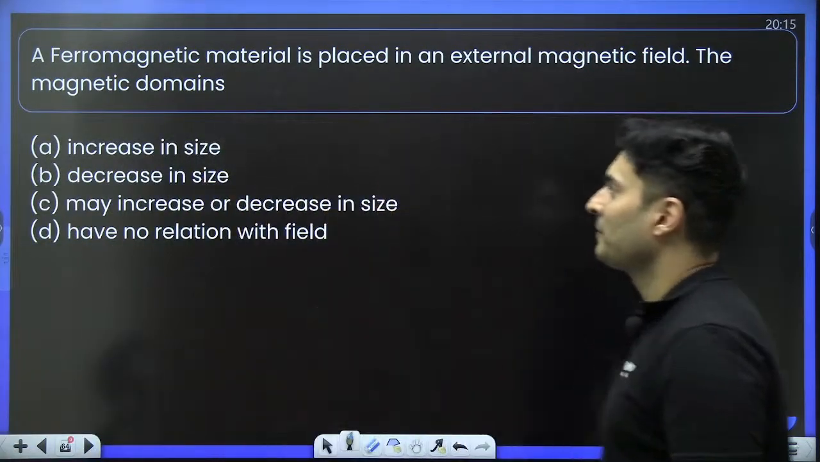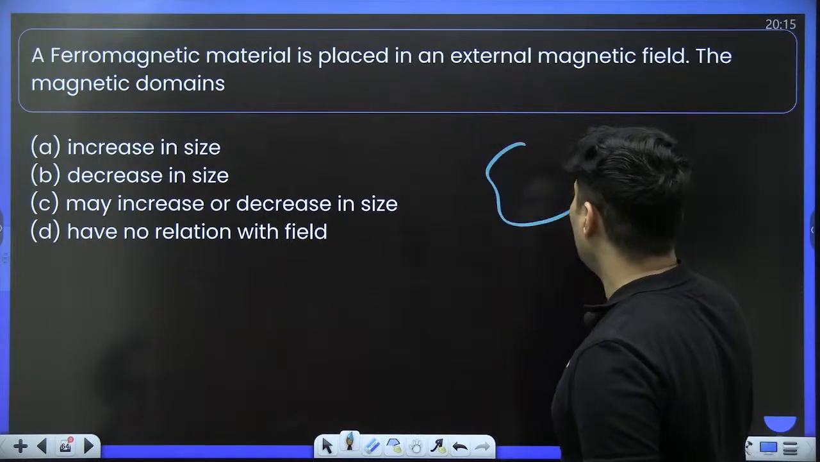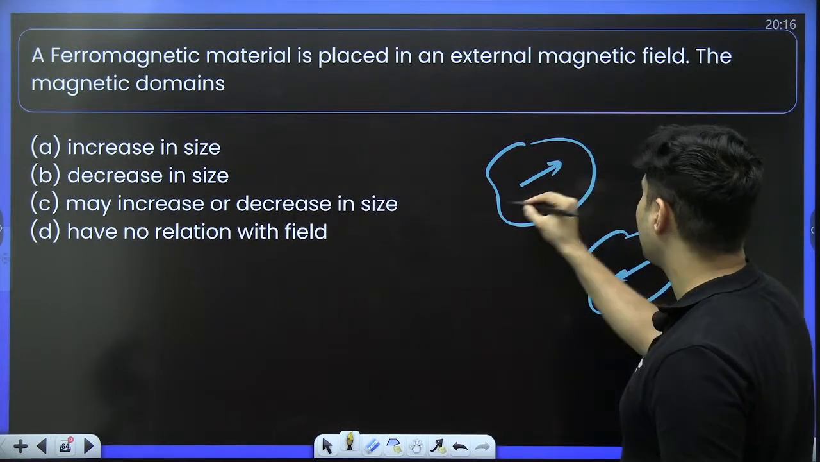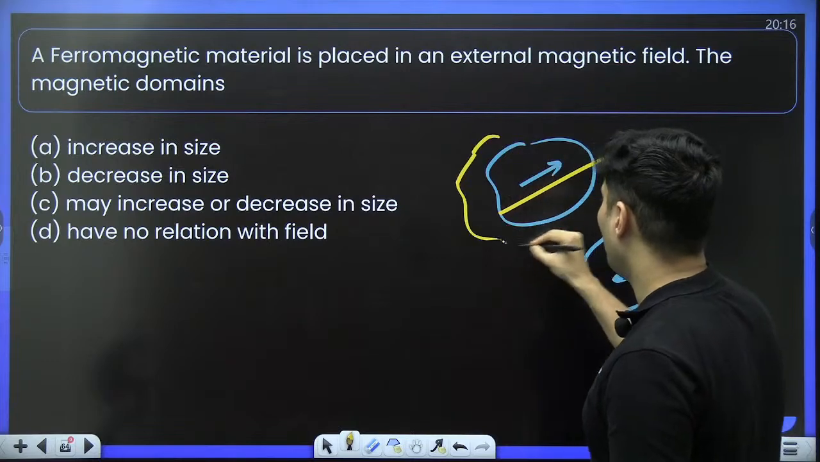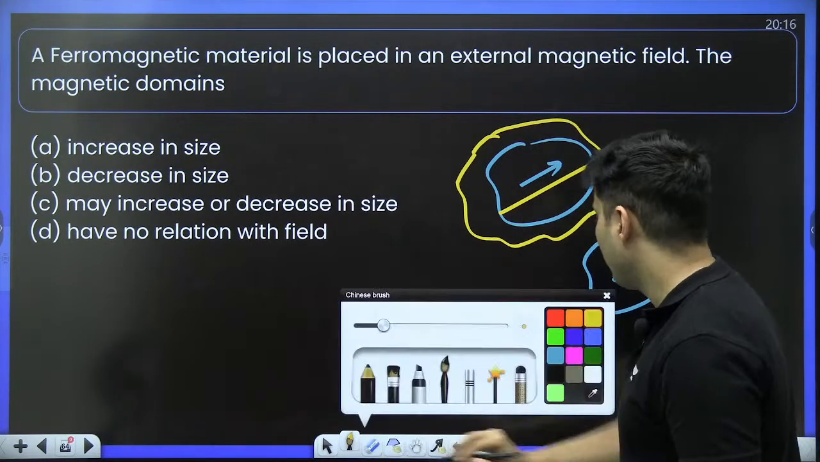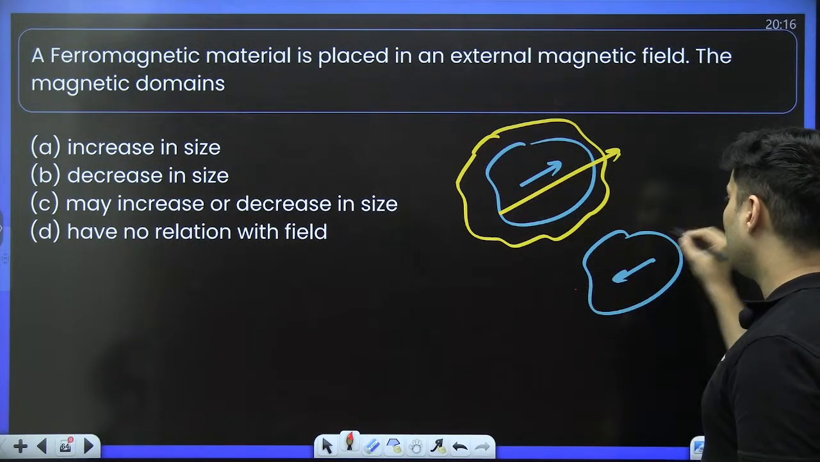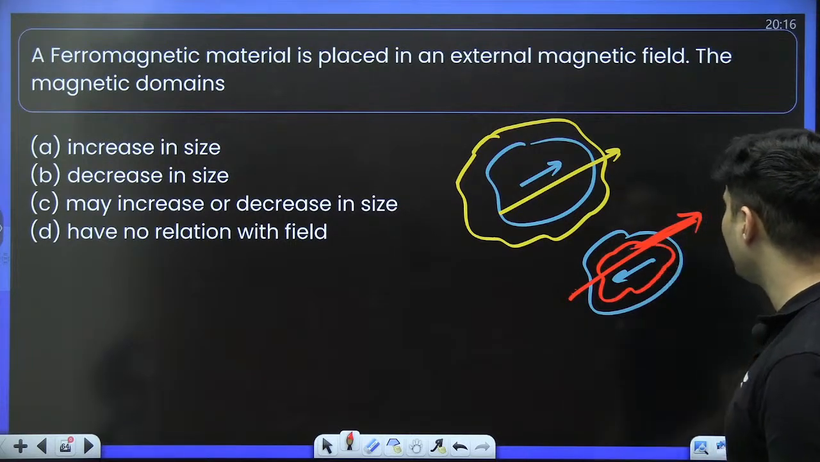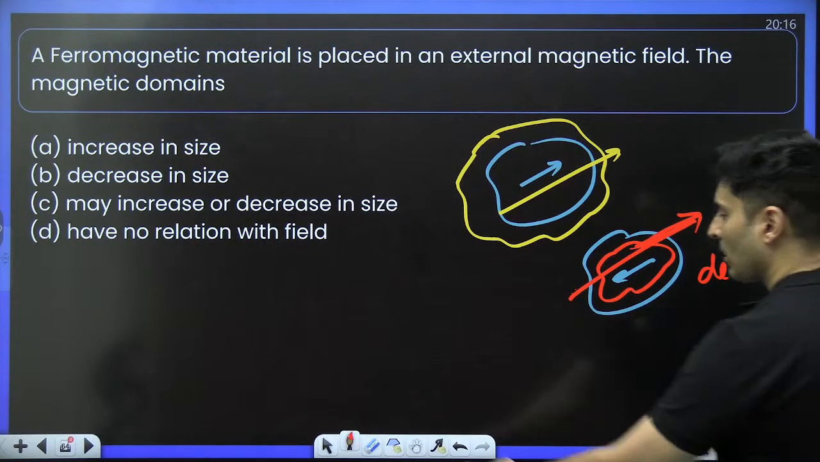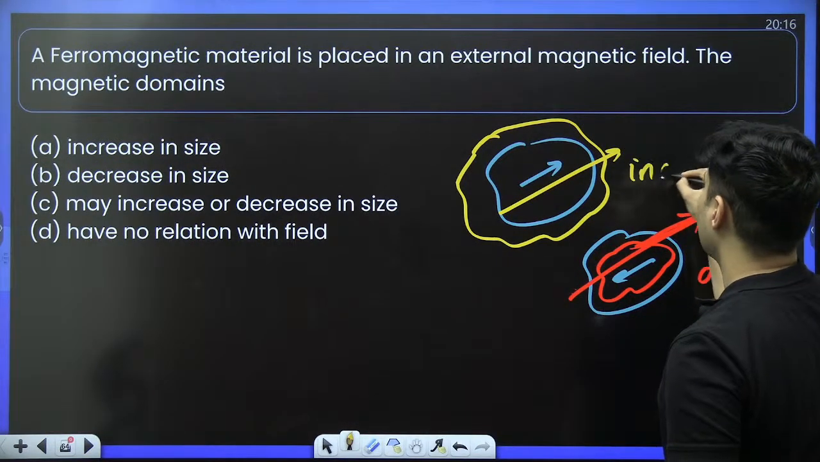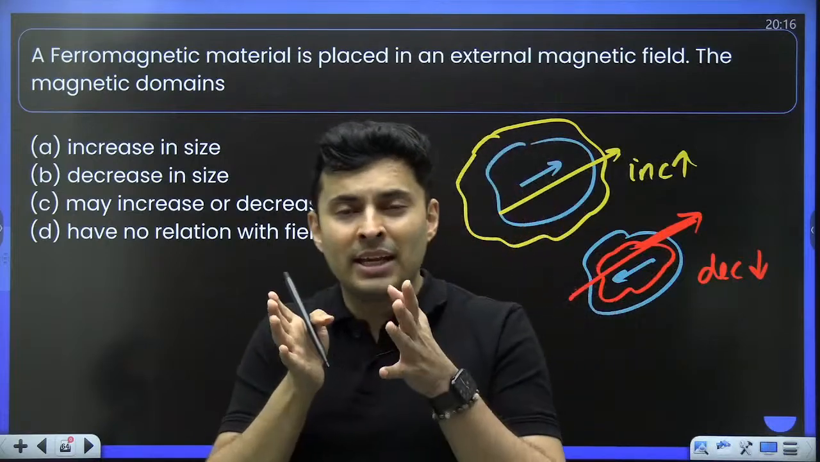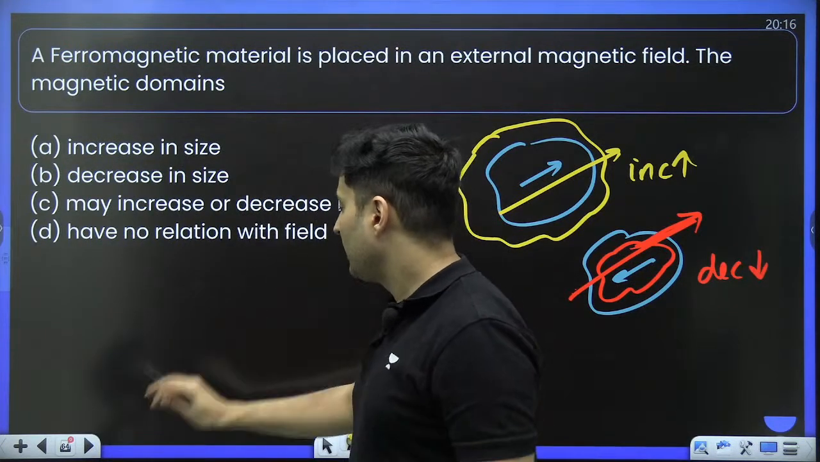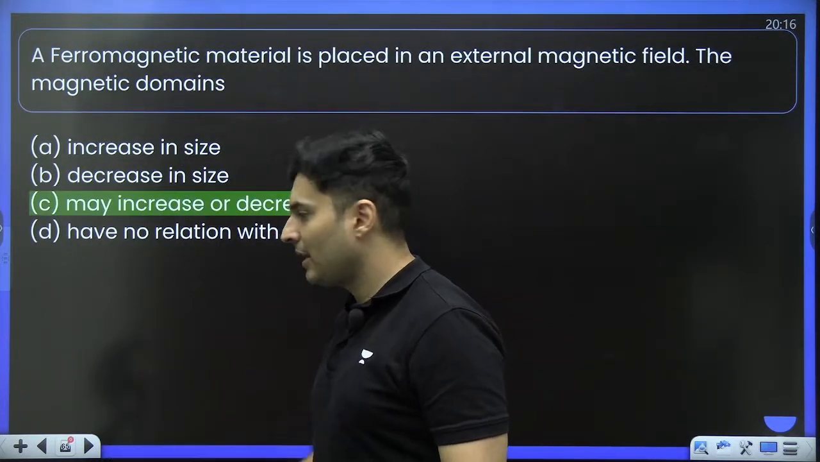Cool. So what do you think? Ferromagnetic material. Well, I don't know how that domain is pointing. See, if I apply the external field like this, then the domain size will increase. But if I apply the magnetic field in this scenario, when the domain is pointing in some other direction, then the domain size will decrease. So here it decreased, whereas in the first case it increased. So it all depends on whether the domain is aligned or not aligned with the external field. So hence the answer will be option C.